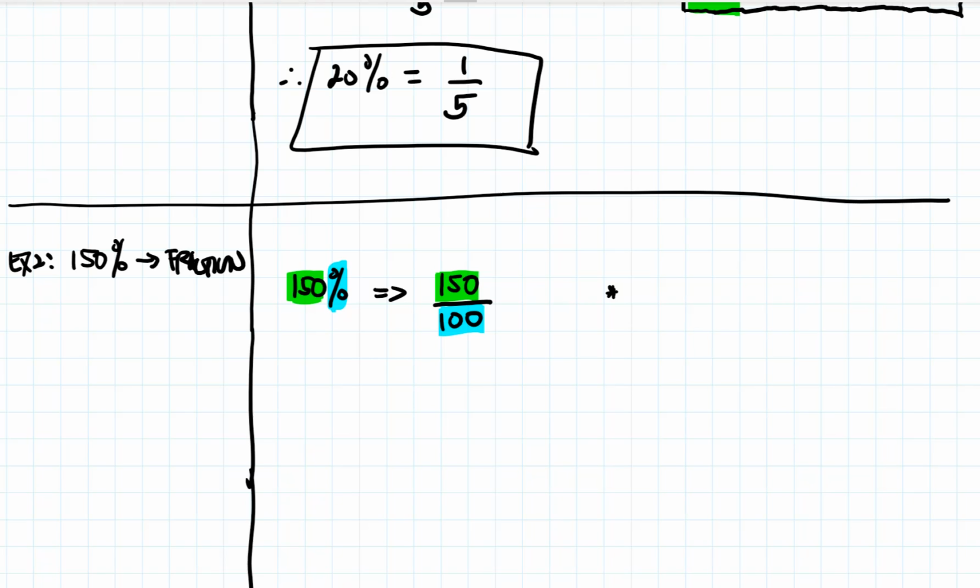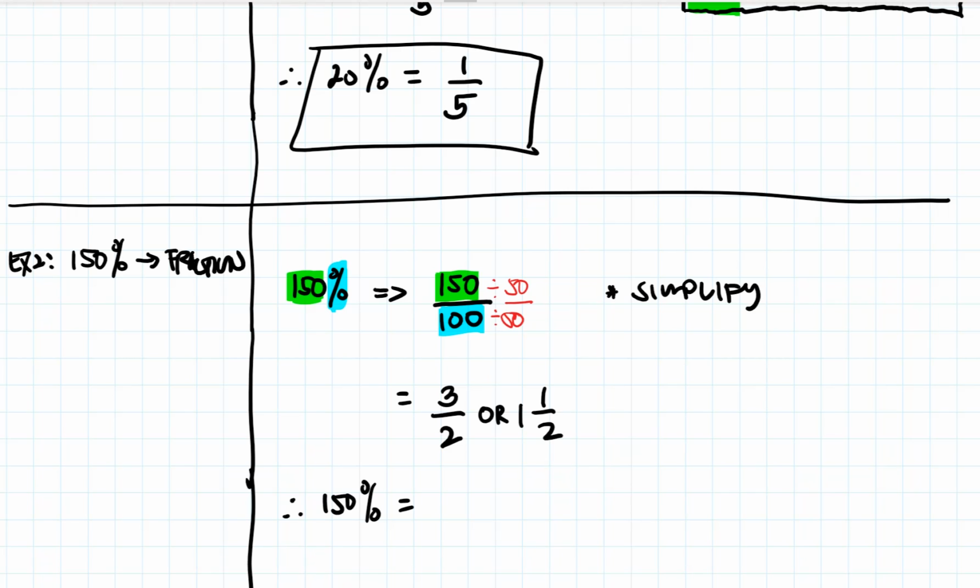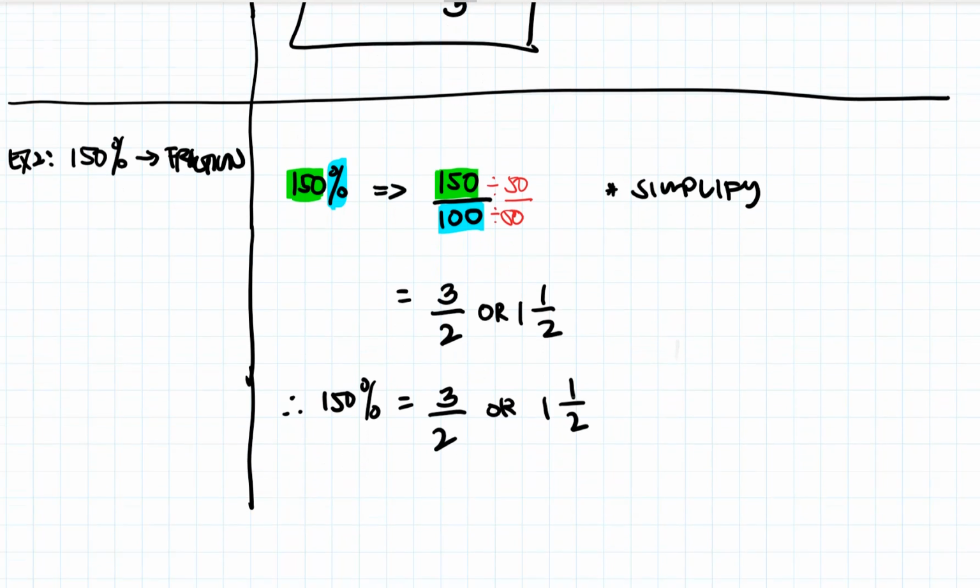In this case, just don't forget to simplify. If I simplify this, both can be divided by 50. I'll divide both by 50, which gives me 3 over 2, or in mixed fraction form, that would be 1 and 1/2. So therefore, 150% is just equivalent to 3/2 or 1 and 1/2.